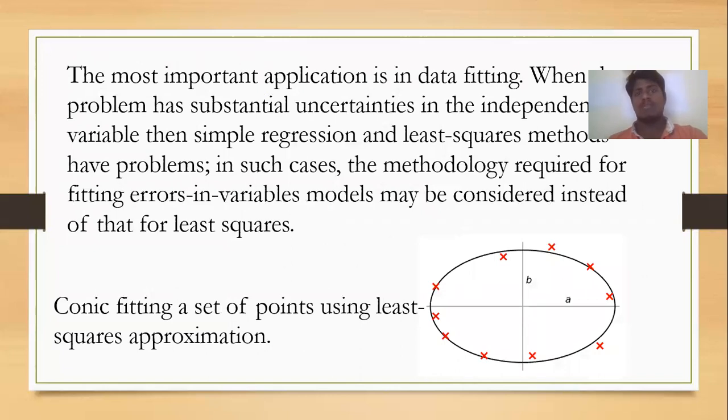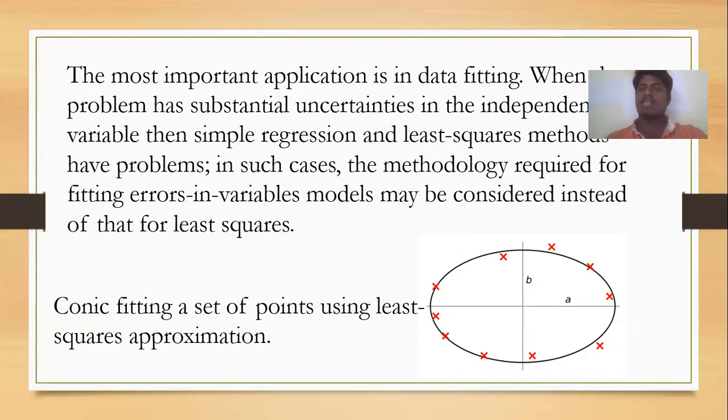The most important application is in data fitting. When the problem has uncertainties in the independent variable, then simple regression and the least squares method have problems. In such cases, the methodology required for fitting errors-in-variables models may be considered instead of that for least squares. And also conic fitting a set of points using least squares approximation.